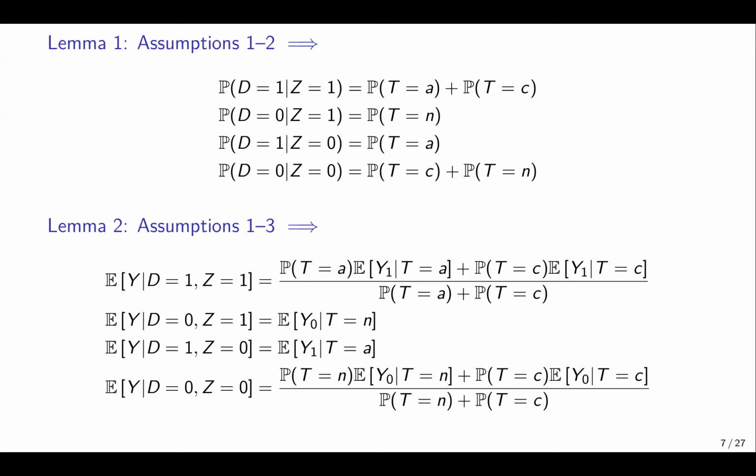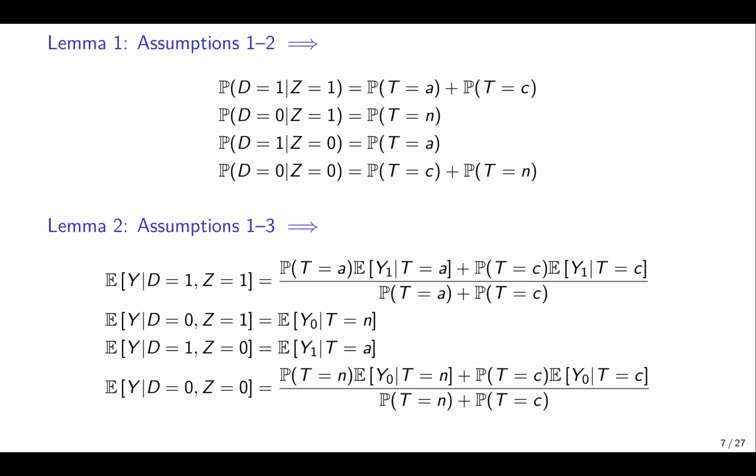So let's take a look at this first lemma. This lemma tells us how we can look at the share of people who take or do not take the treatment, given the value of their instrument, and we can use that to learn something about the share of different types of families that are in the population. So let's start with some easy ones. If you are offered the treatment, Z is 1, but you don't take it, D is 0, then what do we know about you? Well, we have ruled out defiers.